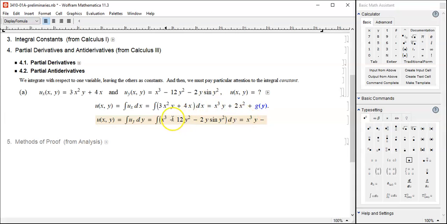How about this one? That's easy. 4y cubed. And now this is going to be tricky. You may have to use integration by substitution. Derivative of cosine is negative sine, so this is what you're going to need. And likewise, you're going to get a function of x.